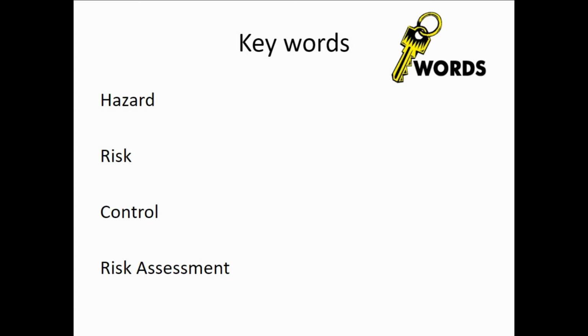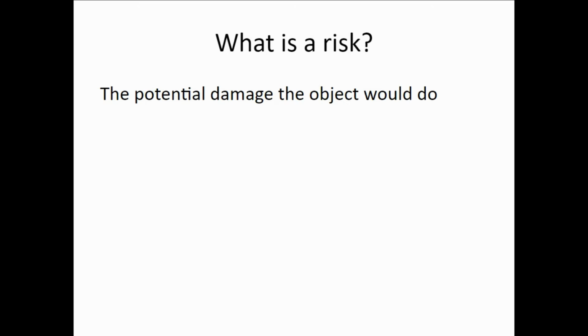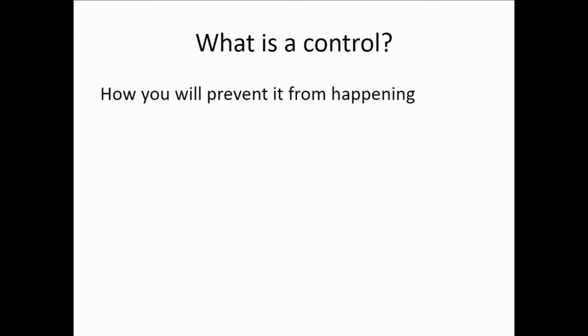The first 3 we visited in the recall at the start. So we've got some definitions. A hazard is an object that could cause harm, like a Bunsen burner. A risk is the potential damage the object would do. And a control is how you will prevent it from happening.